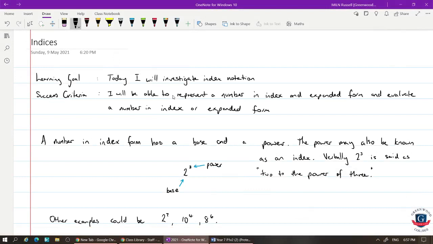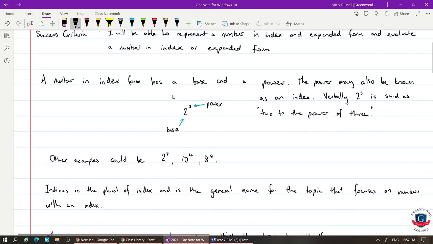Hi everyone, today we're going to have a look at indices and investigate index notation. By the end of this I'm hoping that everyone can represent a number in index form and expanded form, and evaluate a number that's already in index form or in expanded form. So let's look at what all that means.